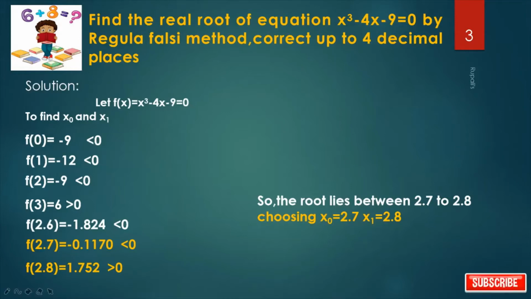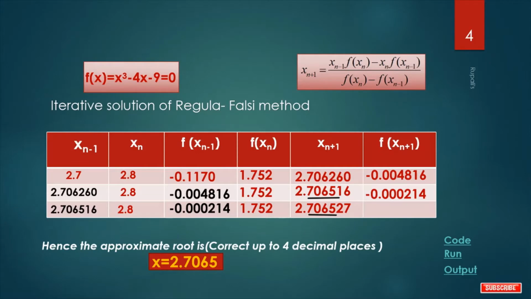Find the real root of this equation x cube minus 4x minus 9 equals 0 by Regula Falsi method, correct up to 4 decimal places. And after calculation, we get that the root lies between 2.7 and 2.8, choosing x0 as 2.7 and x1 as 2.8. We start drawing this table. If you are facing any problem, please consult our previous video.